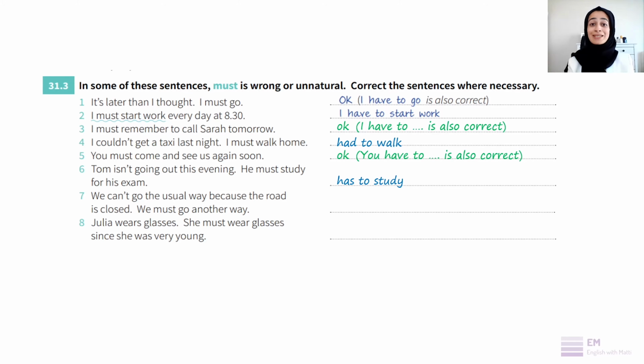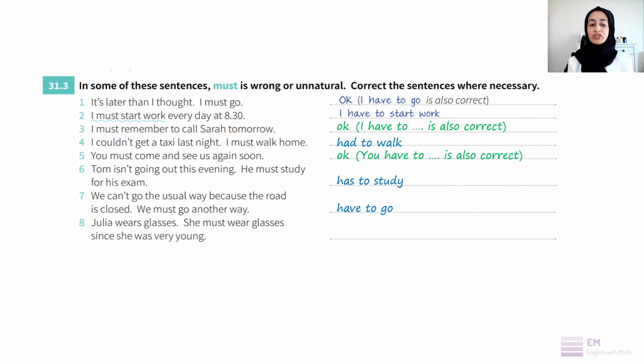فکت نیست که. 7. We can't go the usual way because the road is closed. ما نمیتونیم اون مسیری که همیشه میریم و بریم. We must go another way. We have to go another way. اینجا استفاده از must درست نیست. باید بگیم we have to.